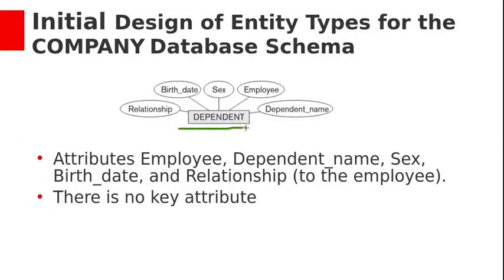Entity type dependent with attributes dependent name, employee, and his gender, birth date, and relationship with employee. Here it doesn't contain any key attribute. These dependents will be identified by using the employee ID, which is SSN. Because it doesn't have any key, it is a weak entity. We will represent it with a double rectangle. In our initial design, we are done with these 4 entities and their respective attributes.